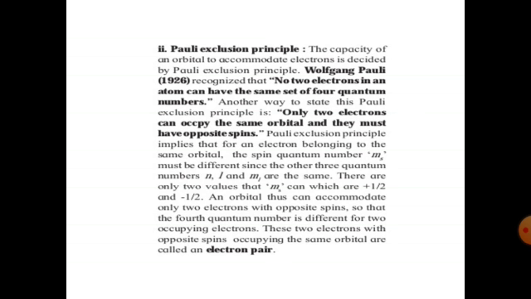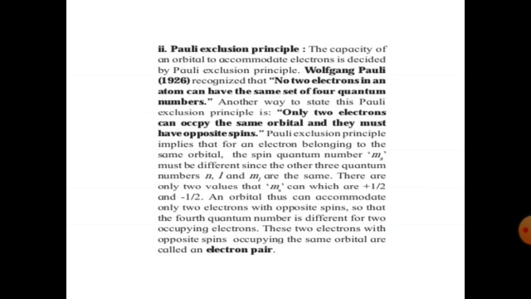Wolfgang Pauli in 1926 recognized that no two electrons in an atom can have the same set of four quantum numbers. What it means: suppose in a particular atom there are two electrons and the first electron has the values of n, l, m and s, that is the principal quantum number, azimuthal quantum number, magnetic quantum number and spin quantum number, and the second electron also has the same values. So no two electrons in an atom have the same set of four quantum numbers. Both electrons should have different values of these four quantum numbers.